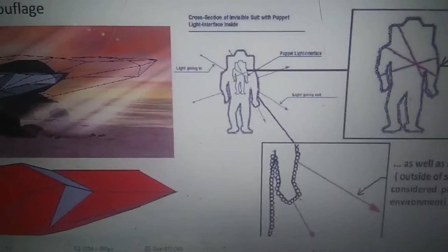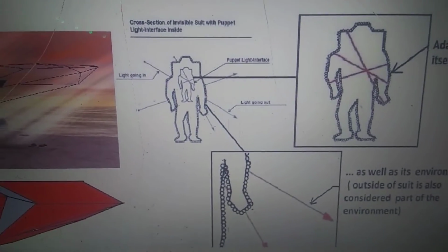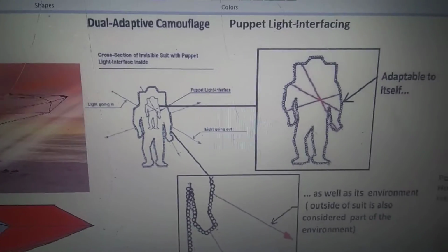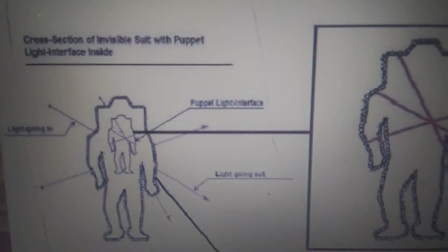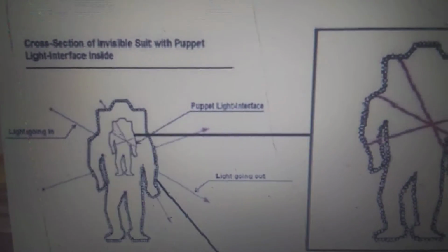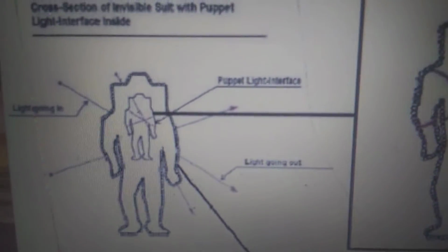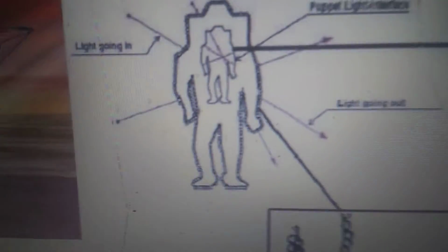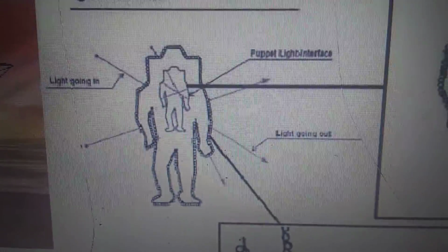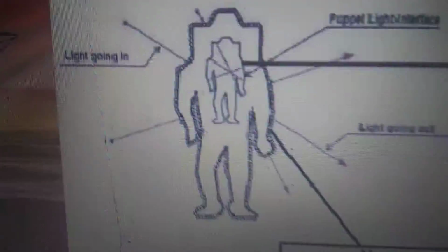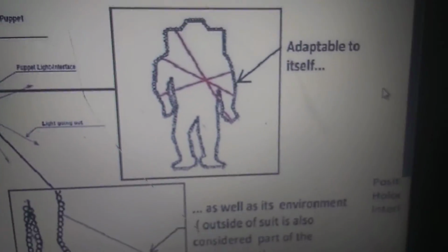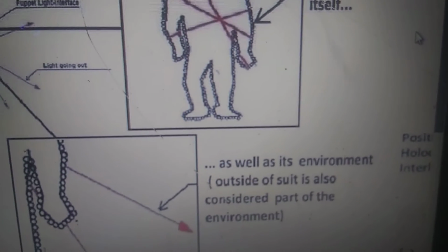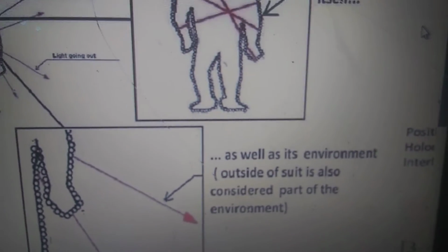And this is the Dual-Adaptive Camouflage puppet light interfacing. This shows the cross-section of an invisible suit with a puppet light interface inside. Puppet light interfaces, that is the one again, it takes the same shape as the object you want to make invisible within the constraint form. There's a light going in, here's a light going out, and it's adaptable to itself as well as its environment. Outside of the suit is also considered part of the environment.